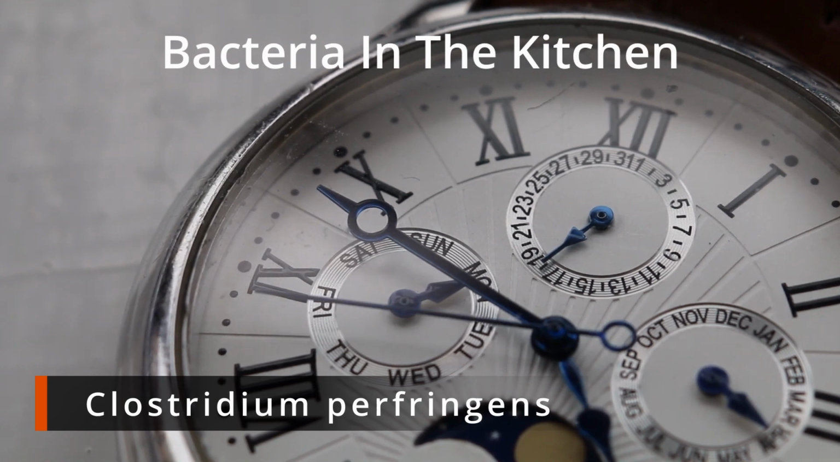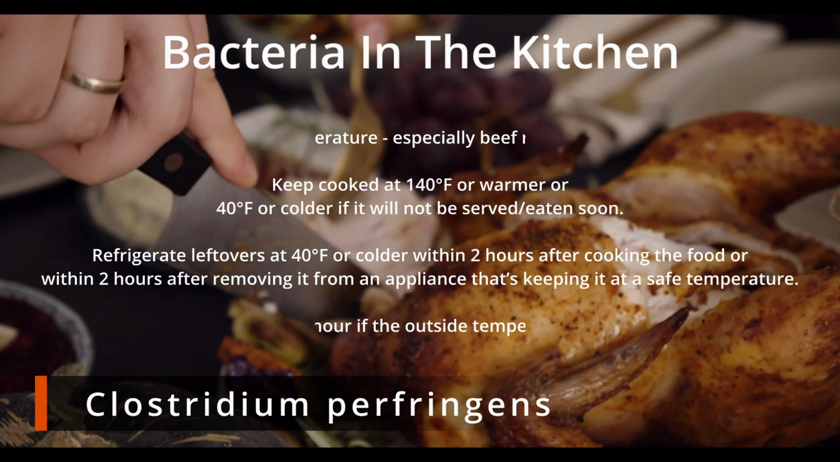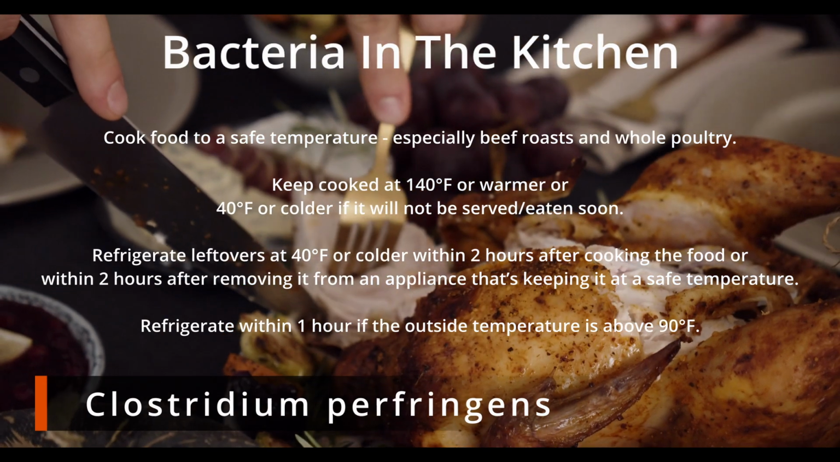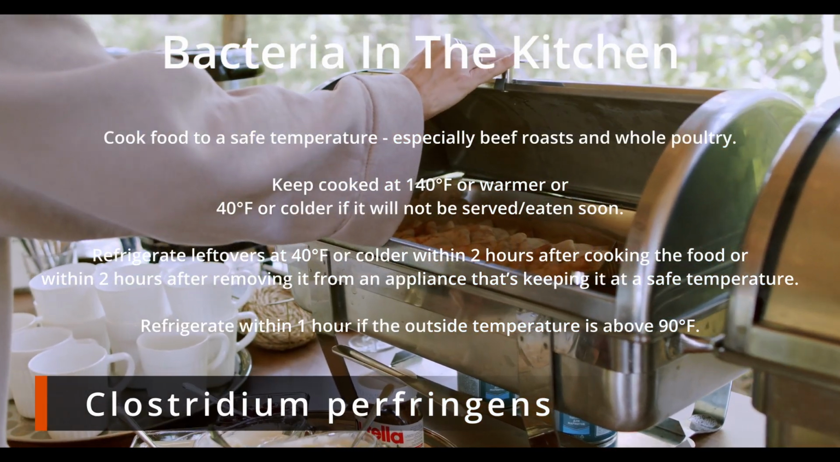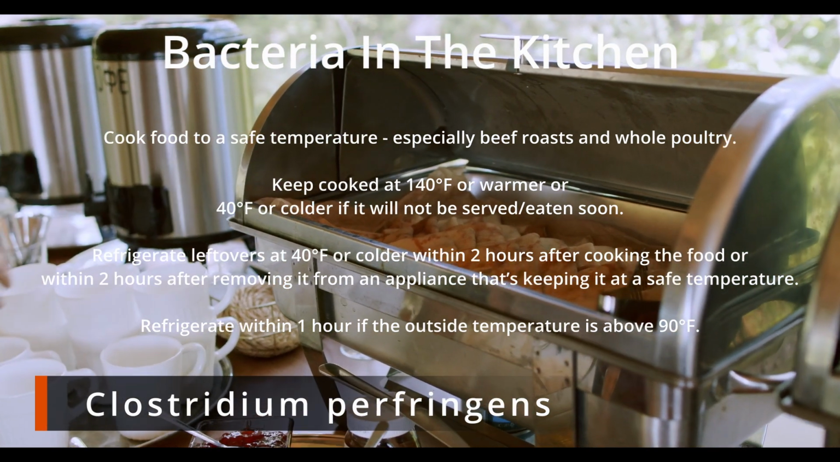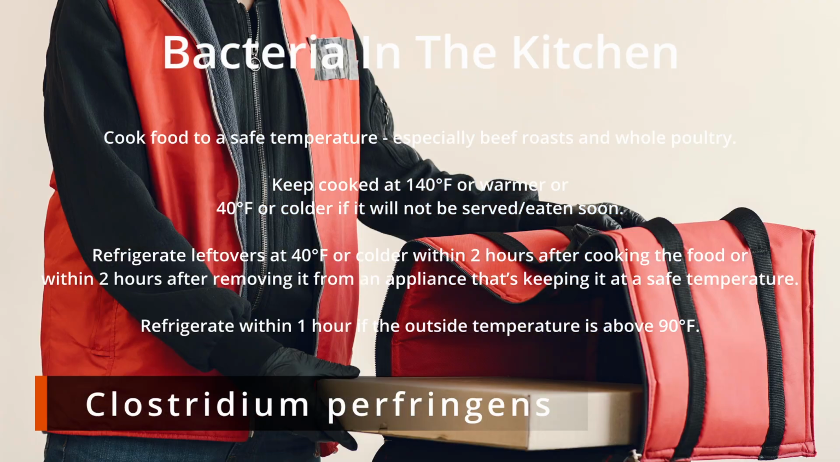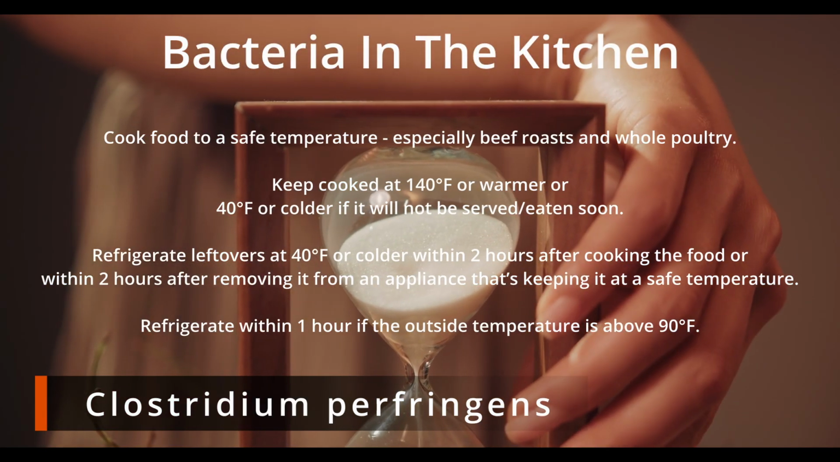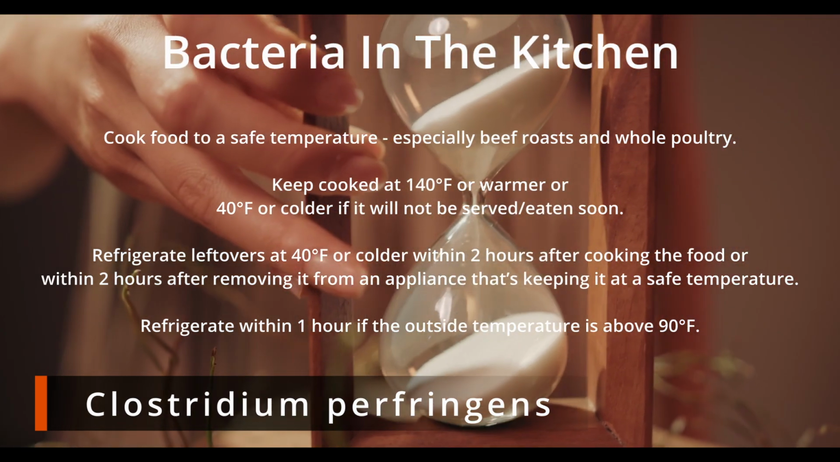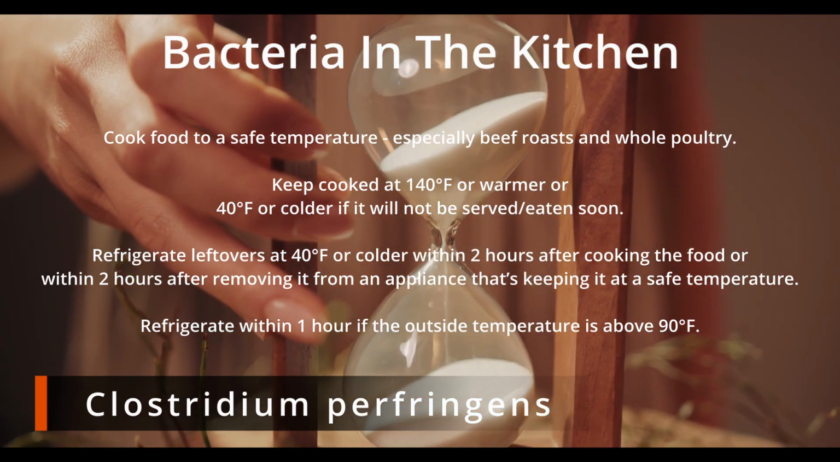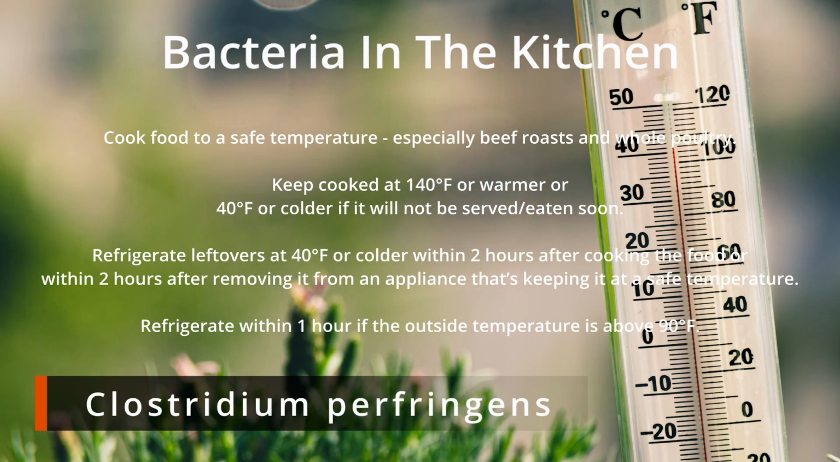The best way to prevent Clostridium perfringens is to cook food to the safe temperature, especially beef roasts and whole poultry. After food is cooked, keep it at 140 degrees Fahrenheit or warmer, or 40 degrees Fahrenheit or cooler if it will not be served or eaten soon. Refrigerate leftovers at 40 degrees or cooler within 2 hours after cooking the food, or within 2 hours after removing it from an appliance that's keeping it at a safe temperature. Refrigerate within an hour if the outside temperature is above 90 degrees Fahrenheit.